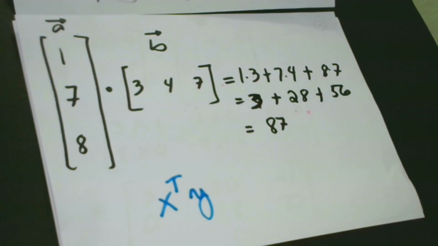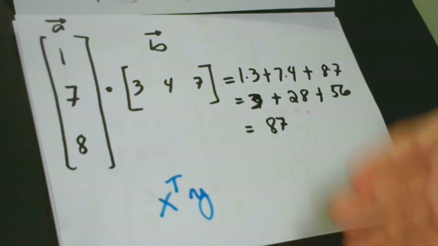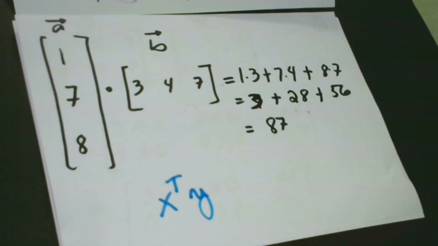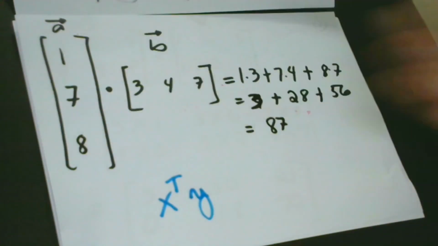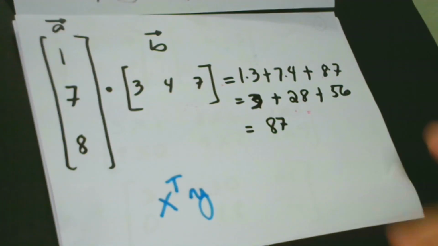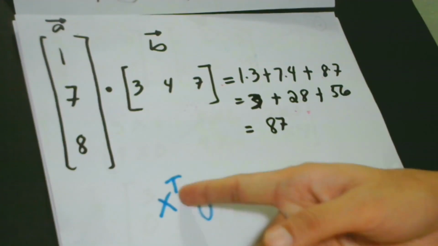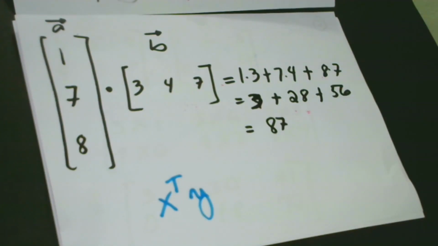Let me repeat that. This is very important. The dot product between 2 vectors, for example, x and y, in this case we use here A and B, the vectors A and B, which have the same dimensionality, is the matrix product x transpose and then y. What is the meaning of this?